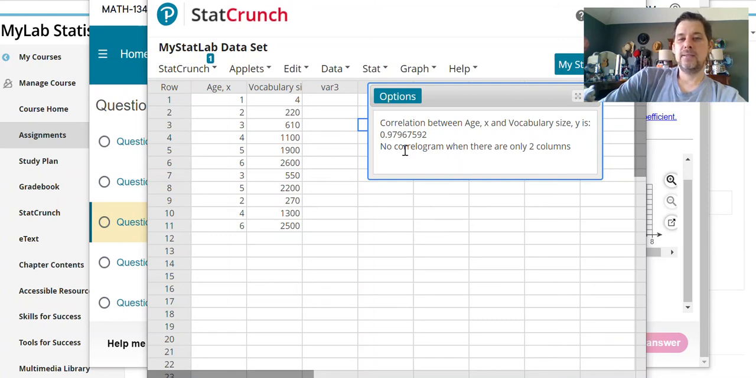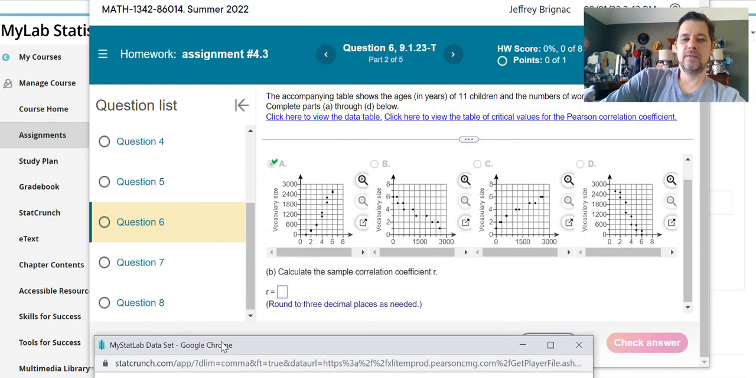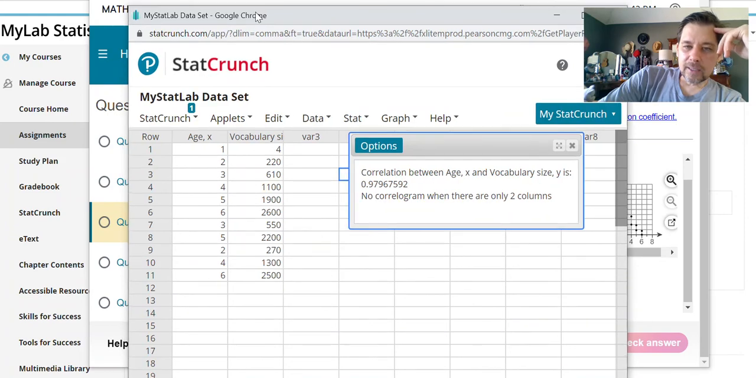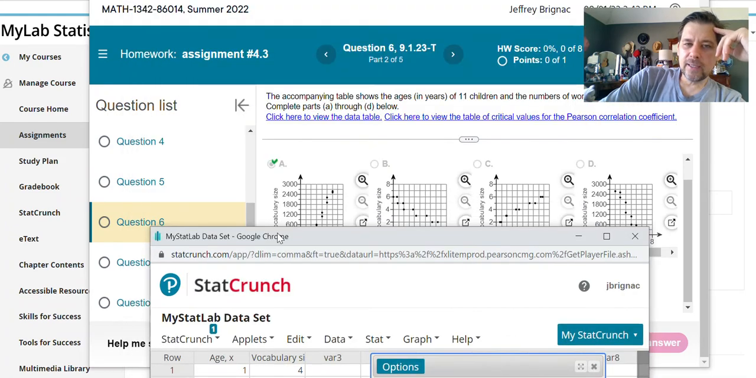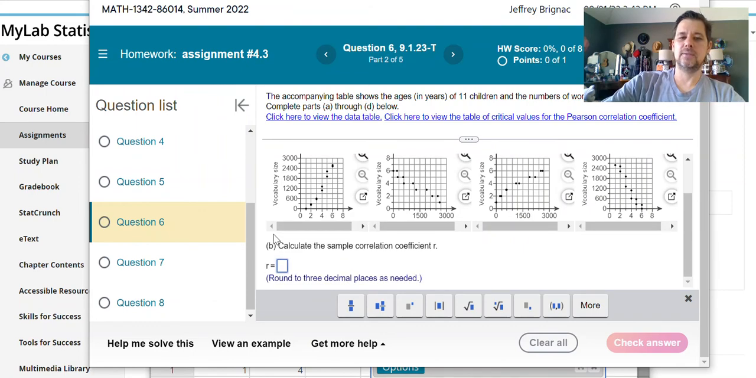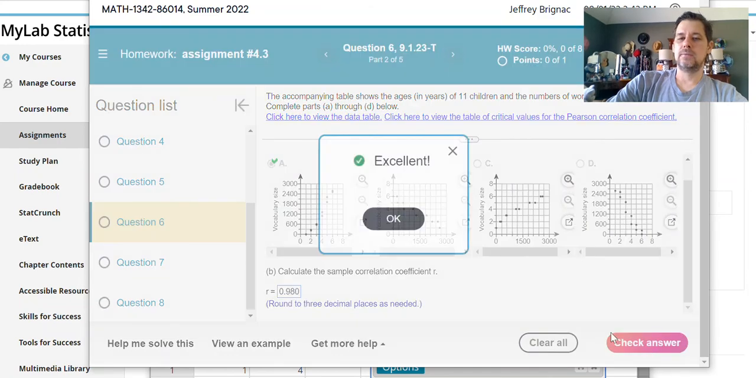So 0.97967, let's see, what are we supposed to round this to? It says to round to 3 decimal places, so that'll be 0.980 if I round to 3 decimal places. 0.980, let's see. All right, there we go.